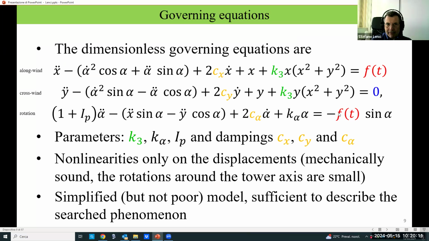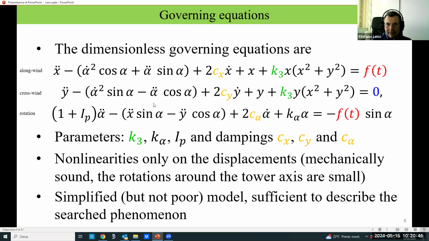And let me say that, just to have the model as simple as possible, in the torsional or rotational equation we have no geometrical nonlinearity. So in this case the stiffness is only linear, no nonlinearity in this direction. Basically because the torsional stiffness of the beam is much higher than the rotational stiffness. So this hypothesis is very well founded on mechanical bases.